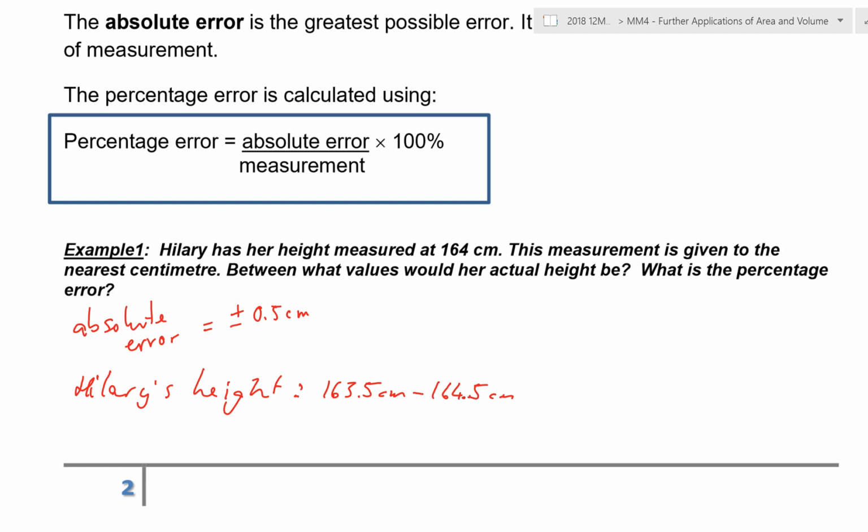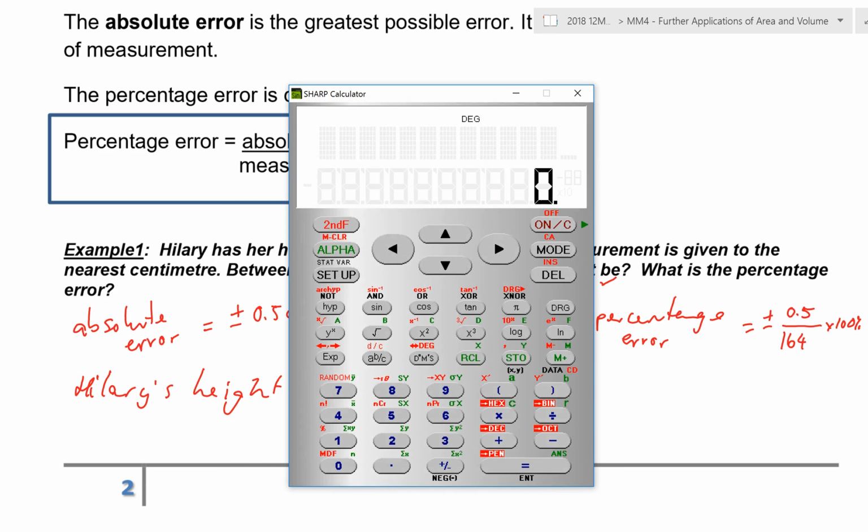I've measured it to the nearest centimetre, so her actual height could be anywhere between these figures here. Right, so that's this part done. Great. What is the percentage error? Percentage error is our absolute error, which is plus or minus 0.5. I divide that by the actual measurement, the 164, and I multiply it by 100%. I express it as a percentage. Let's just pull up the calculator and see how we do this.